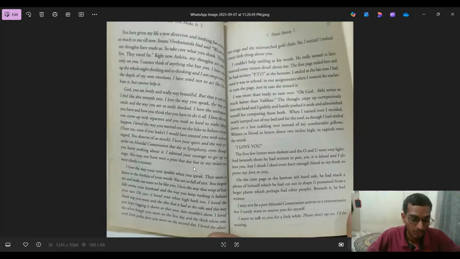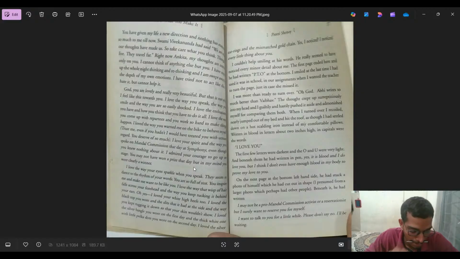Now it's time to move forward. You have given my life a new direction, and nothing has mattered so much to me till now. Swami Vivekananda had said, we are what our thoughts have made us. So take care what you think. The thoughts live, they travel far. Right now, Ankita, my thoughts are centered only on you. I cannot think of anything else but you.